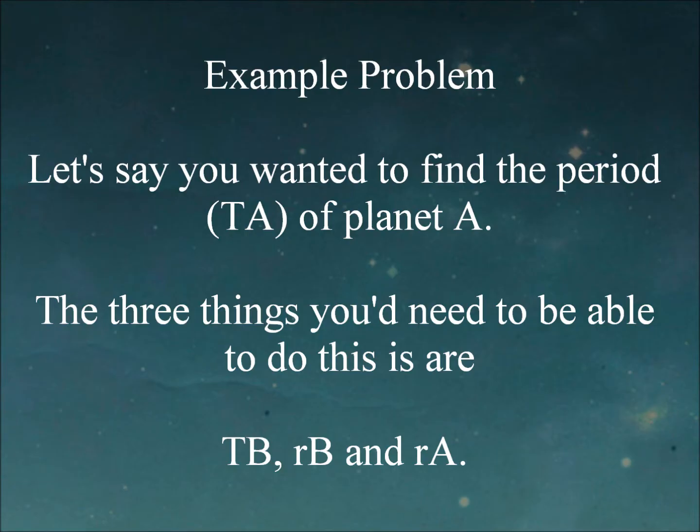Now for an example problem. Let's say you wanted to find the period of planet A, or TA. There are three things you need to be able to do this. They are TB, RB, and RA.